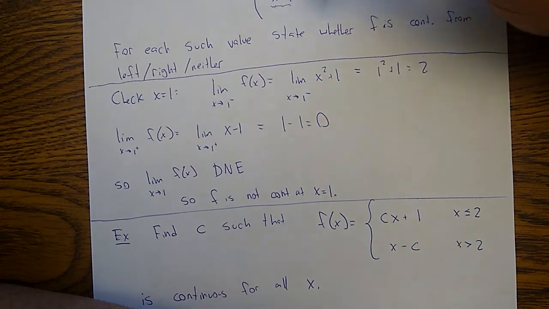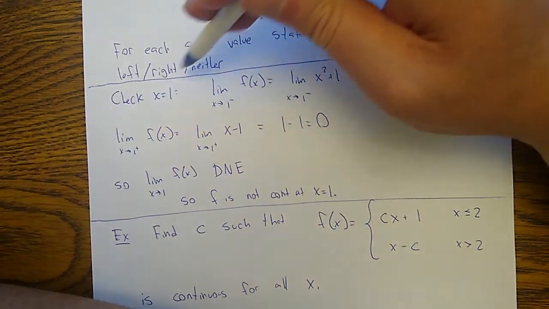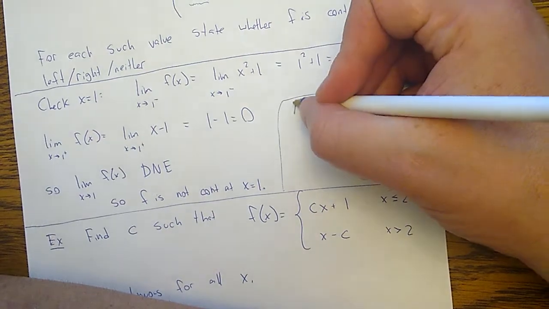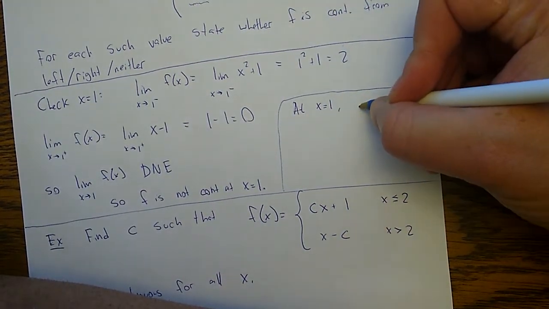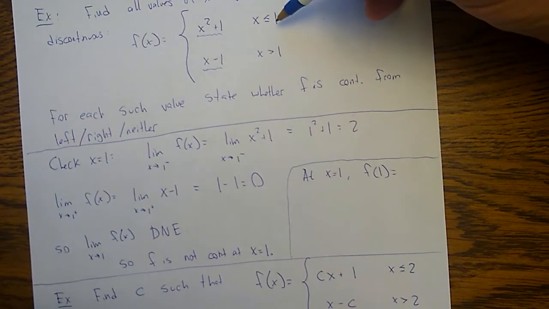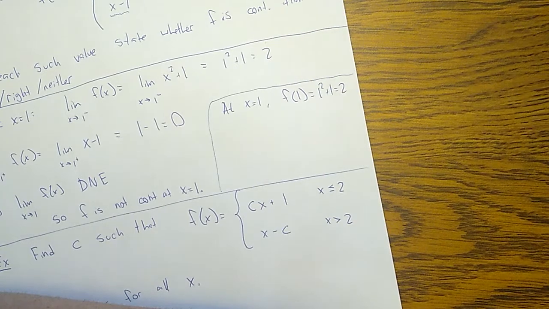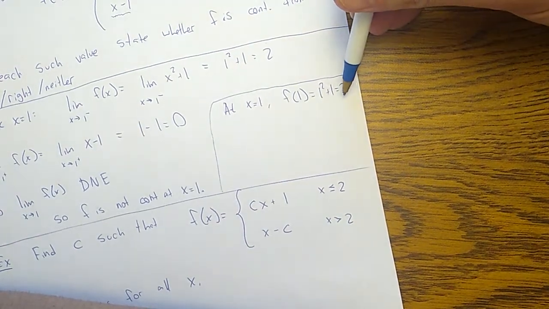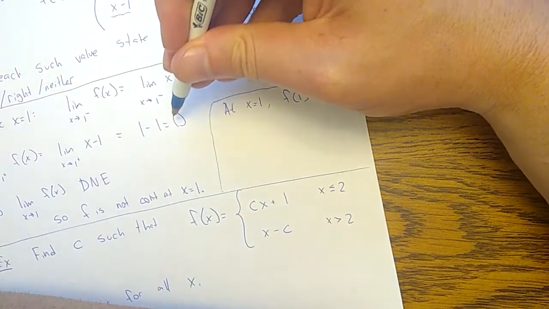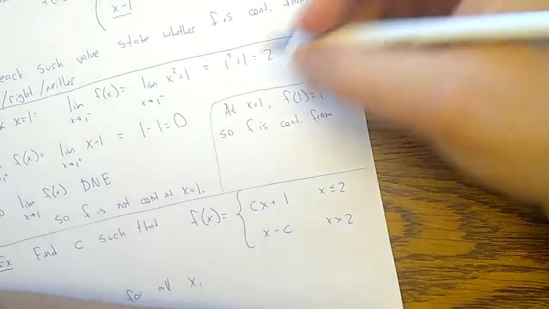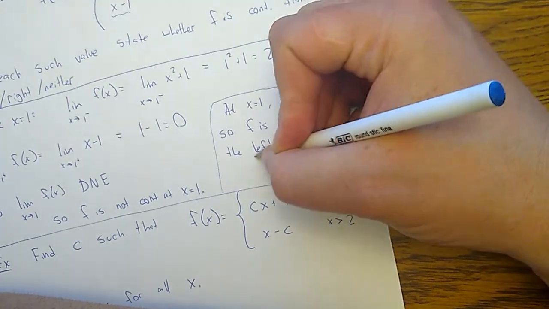And there was a follow-up question that for any value of x that we find, we state whether it's continuous from the left or the right or neither. Luckily, since I'm running out of space, that should be easy to answer. So what is f of 1? F of 1 would be, because this is the rule for all values of x less than or equal to 1, so x equals 1 would fall into this category. So I would use this formula. So f of 1 would just be 2. And that answer matches with the left limit, but not the right limit. So f is continuous from the left.